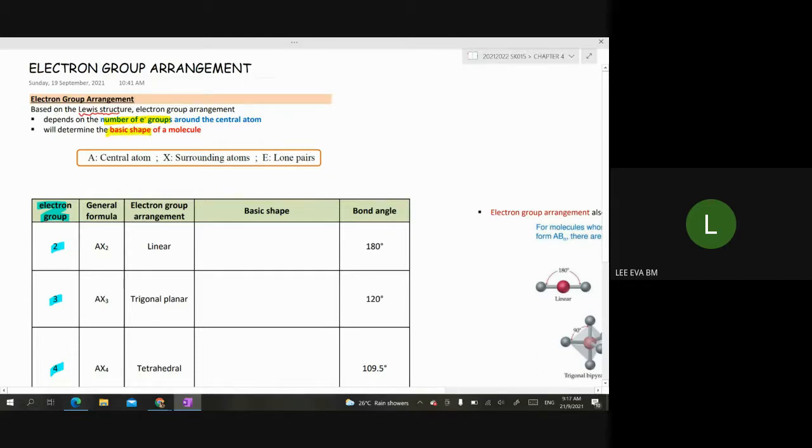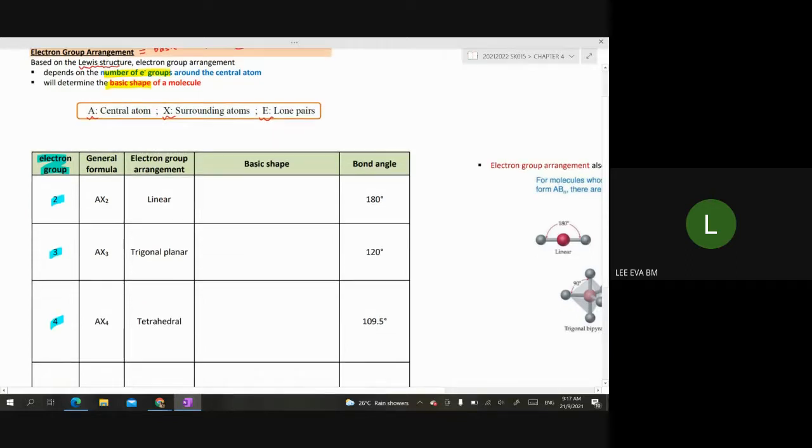Bukan molecular shape, ini adalah basic shape. So kita boleh cakap dekat sini, electron group arrangement is the same as the basic shape. So since we have only 5 electron groups, we have 5 basic shapes. Total ada 5 kumpulan. Okay, so A represents your central atom, X represents your surrounding atom, and E represents your lone pair. So kita hanya pakai simbol untuk represent dulu ya sebelum kita proceed kepada example.